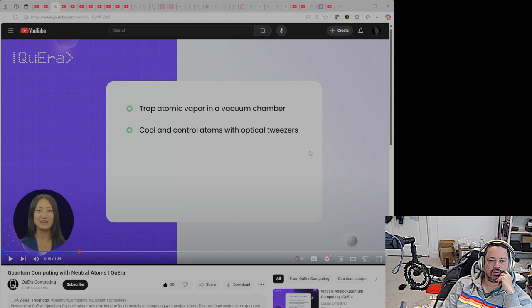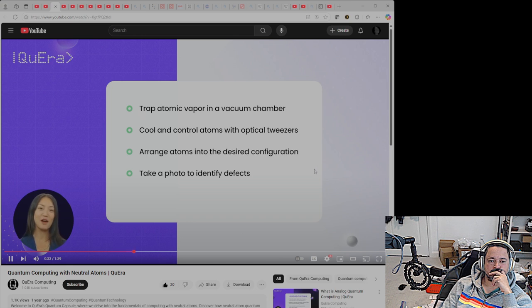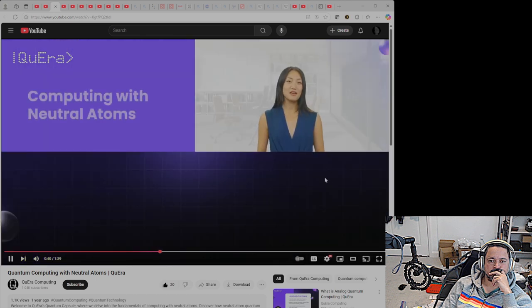QuEra traps atomic vapor in a vacuum chamber, and cools and controls atoms with optical tweezers. Laser beams cool atoms to near absolute zero temperature, reducing their motion. Such laser beams, often called optical tweezers, arrange atoms into the desired configuration with great precision. A camera is then used to ensure the atom arrangement is correct. Optical tweezers then replace misplaced or missing atoms. Computation in neutral atom computers begins when lasers excite atoms, lifting them into higher energy levels.